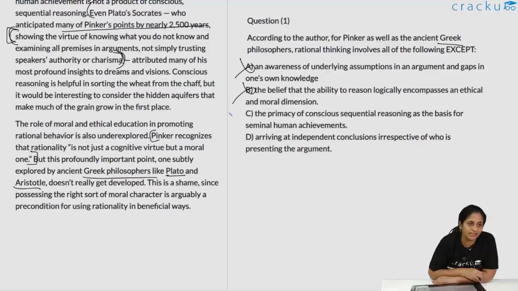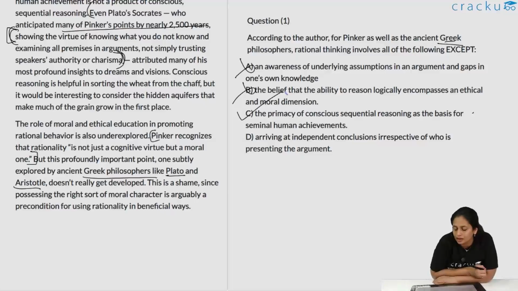In fact, the author says that if you look at human achievements, it was not the cause. So Pinker is also not claiming that, okay, it was sequential reasoning that helped us make all these discoveries. In fact, Greek philosophers categorically did not believe that. Socrates believed that most of his deep, profound insights came from inspirations, true dreams and visions. So Greek philosophers definitely didn't agree with it, and this is not a claim made by Pinker also. So both of them would not actually say this. So C is the right answer.